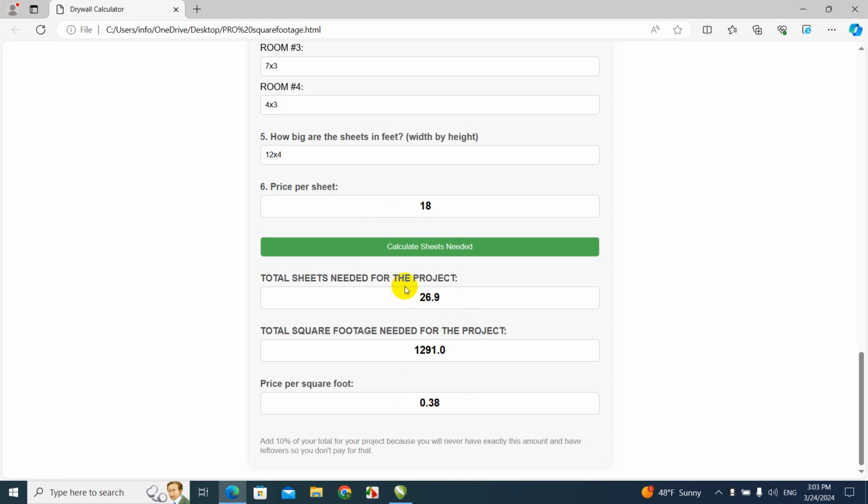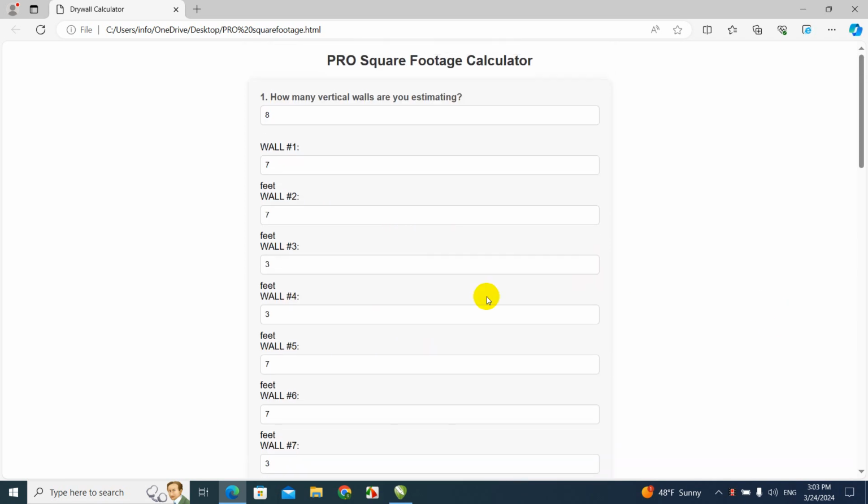But always remember, what is recommended by people that do this is you add 10% of this total to your project for just in case. But again, that is up to you. And this is how simple this calculator is.